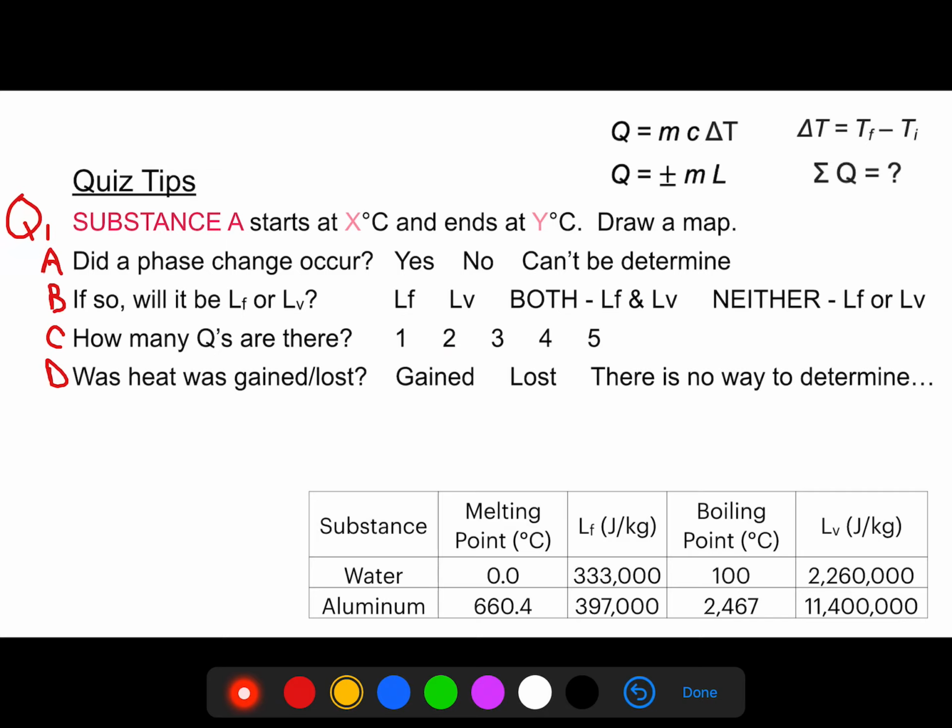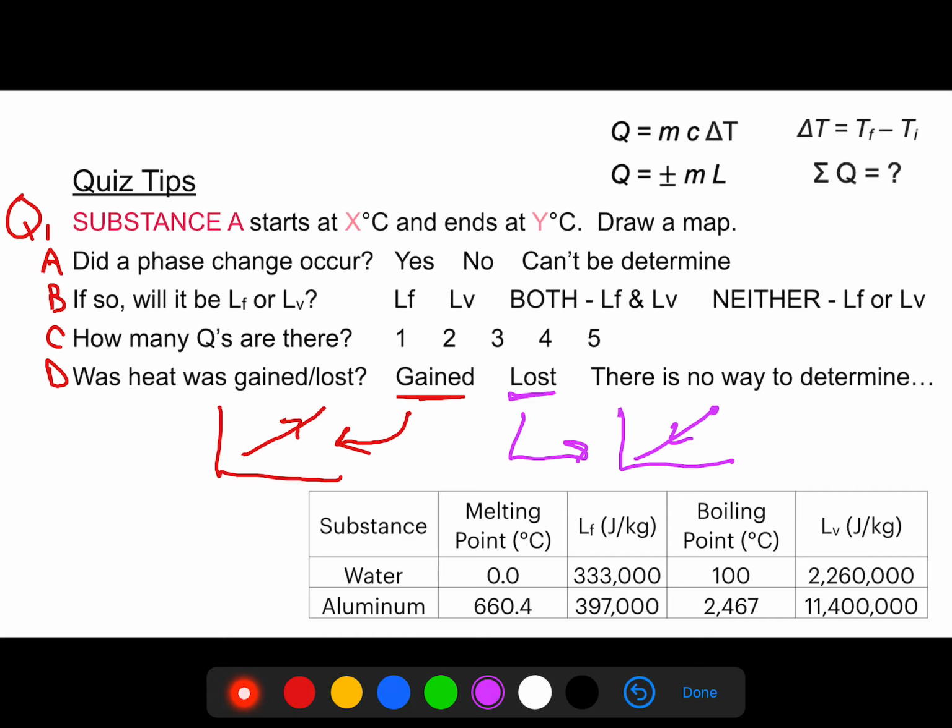And then, did we gain heat? The way you know that is your arrows are going from the bottom left to the top right. Or did we lose heat? Did it start on the top right and go down to the bottom left? That's how we know that. Or the third option is there was no way to determine that. If there's no way to determine whether we gained or lost, then that'd be the best choice.